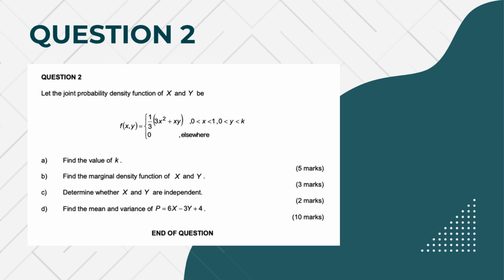So next is question 2, which consists of parts A to D, about the joint probability density function. It's going to be answered by me.